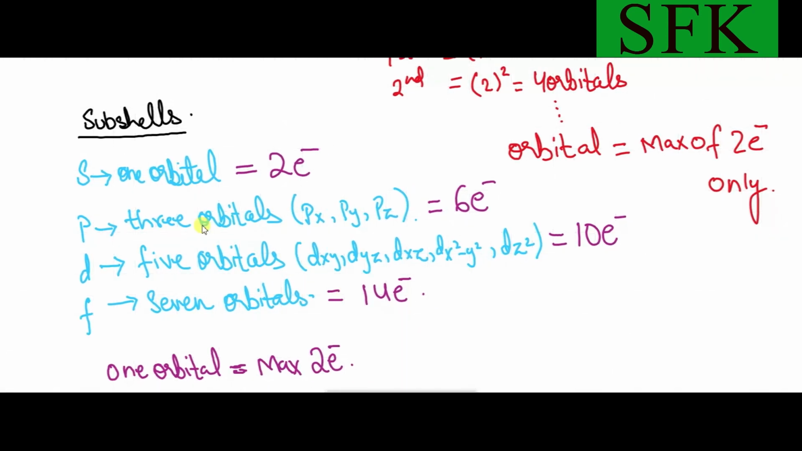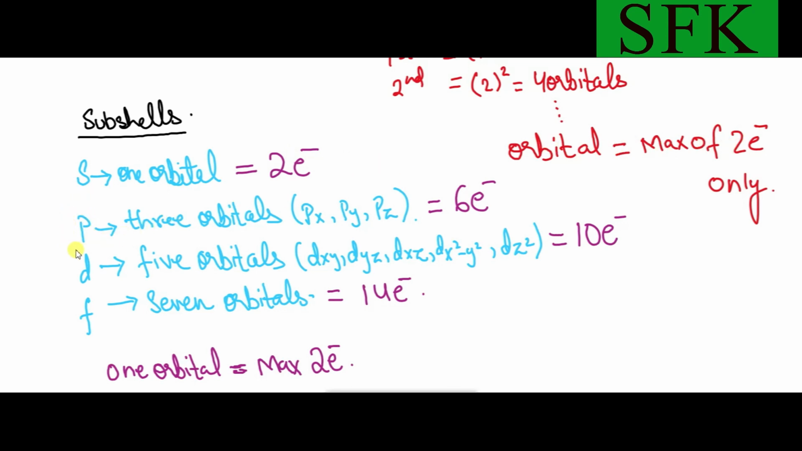The first subshell contains only one orbital. So one orbital would mean that the number of electrons present in that subshell, the S subshell, which contains only one orbital, is two, because each orbital contains two electrons only.